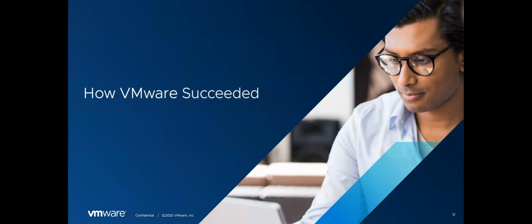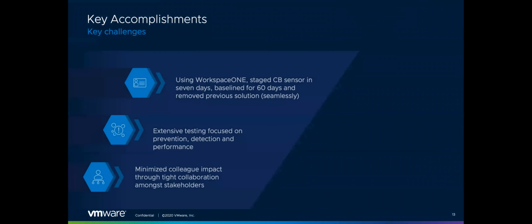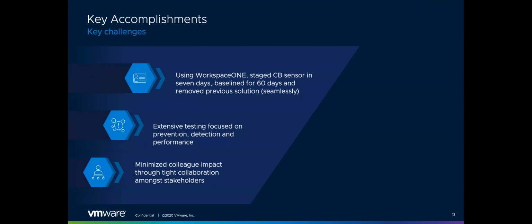So now I'll touch on how VMware succeeded. I'll walk you through our specific process. In regards to key challenges, we use Workspace ONE, we stage the Carbon Black sensor in 7 days, and then we baseline the environment for 60 days. By baselining the environment, what I mean there is we enable the EDR component.